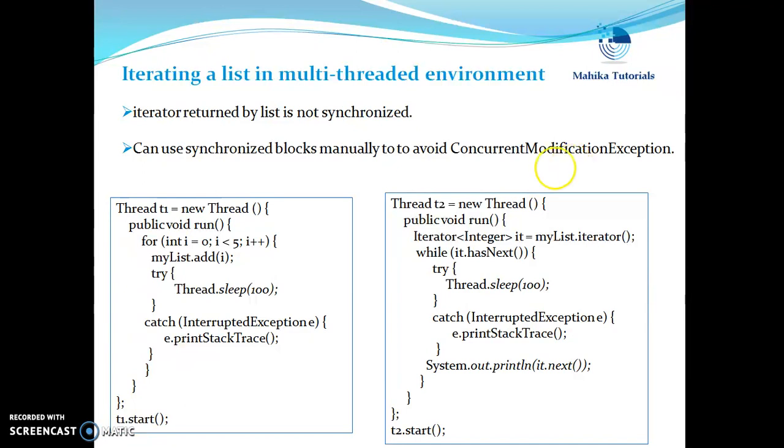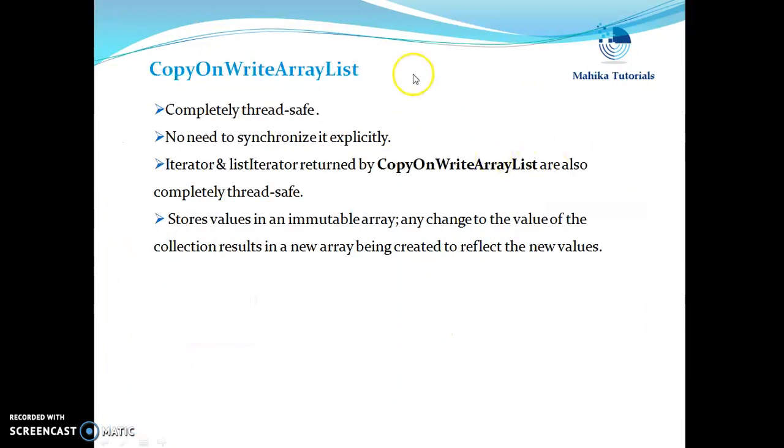So what we can do to handle both the things, we can use the CopyOnWriteArrayList class. This is a class that will return a list which will work as an array list, but it is synchronized by default. That is, it is a completely thread safe class. We need not synchronize it explicitly. And the more important thing is that the iterator and list iterator returned by CopyOnWriteArrayList are also completely thread safe. So the code for iteration need not be given explicitly inside the synchronized block.